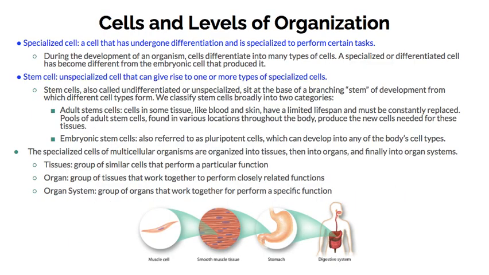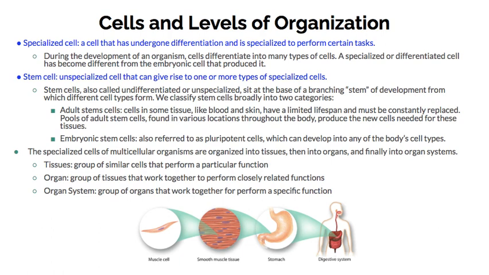So, for cells and levels of organization, two vocabulary terms from this: we have specialized cell and a stem cell. A specialized cell is a cell that has undergone differentiation and is specialized to perform certain tasks. A stem cell is unspecialized and it can give rise to one or more types of specialized cells.